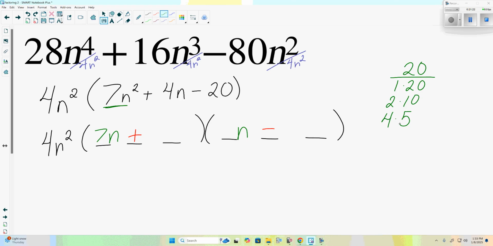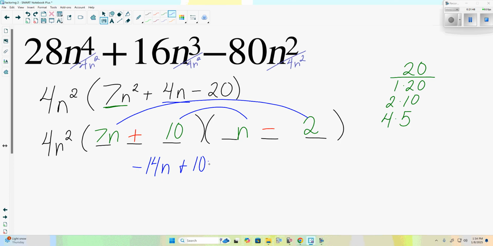Which ones of these do we want to try first? 2 and 10. Does it matter which one we want to put first? 10 first, 2 second. And again, we can check this here. We're trying to get a middle term of 4n. 7n times negative 2 is going to be negative 14n. Positive 10 times n is going to be plus 10n. And negative 14n plus 10n is going to be negative 4n.